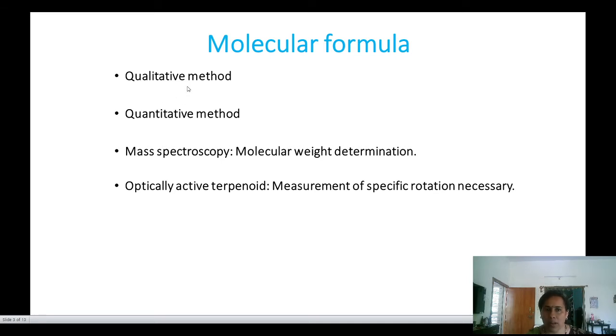The molecular formula can be found by using the qualitative and quantitative methods. Already we have seen these in the practicals. But in the last lecture we have seen mass spectroscopy. By using mass spectroscopy, one can determine the molecular weight. If an optically active terpenoid is present, there is a necessity of measuring the specific rotation.